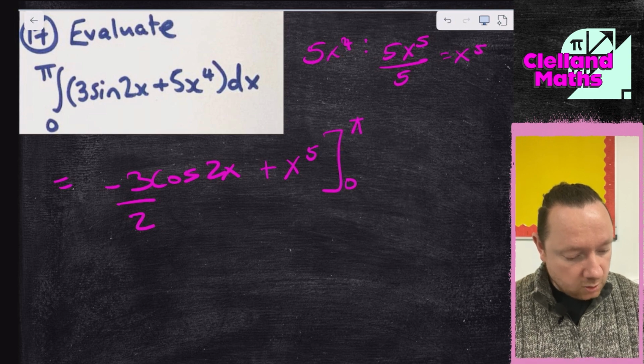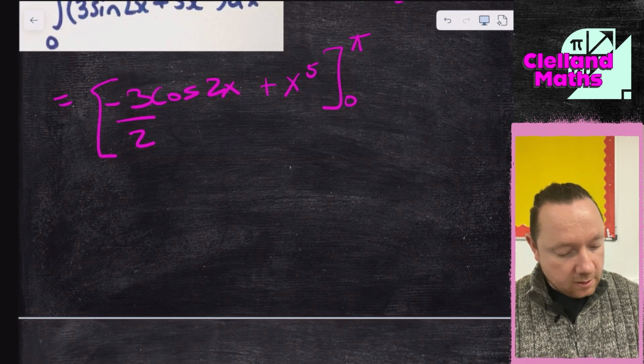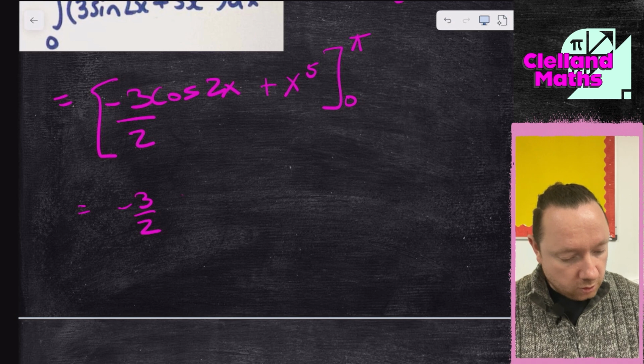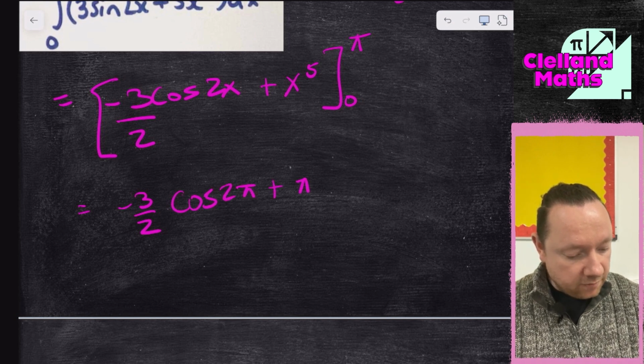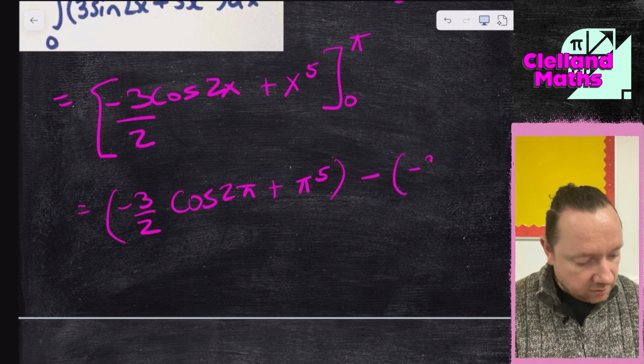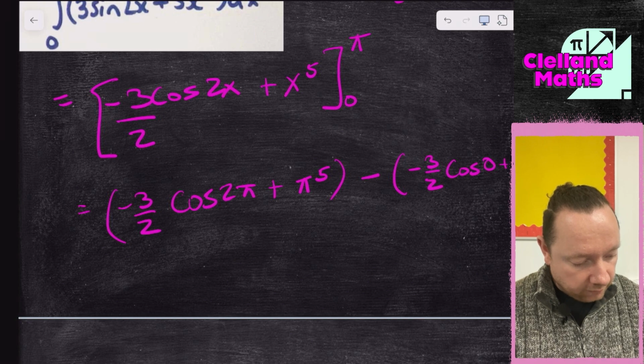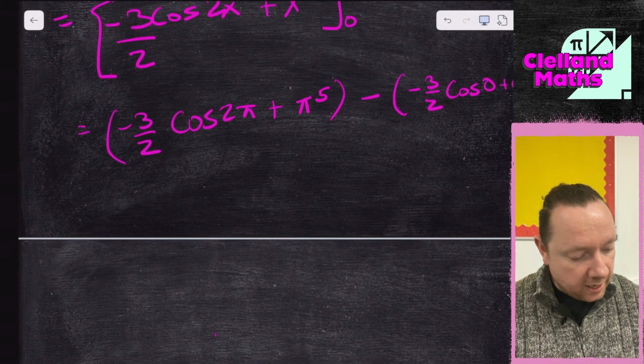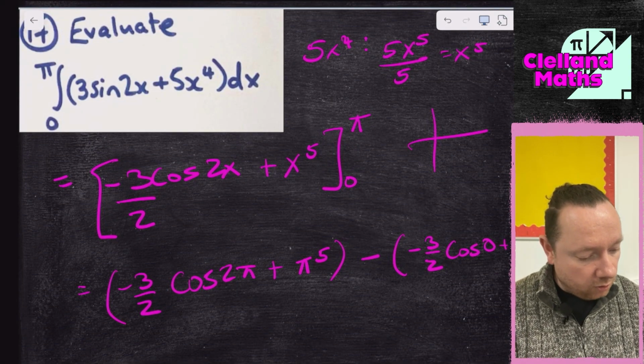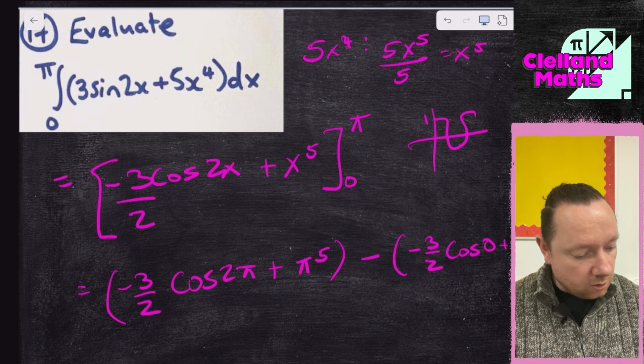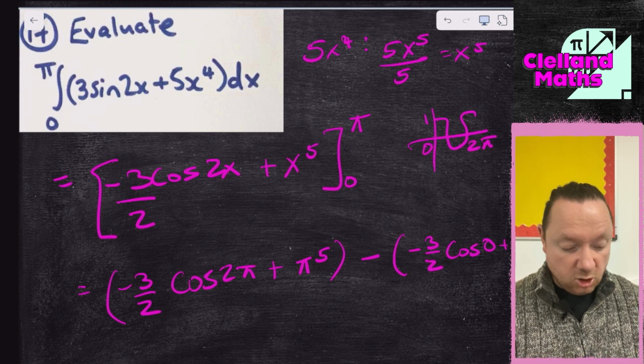Between 0 and pi, so I need to sub them in. So that's minus 3 over 2 cos 2 pi plus pi to the 5 for the first bit, minus minus 3 over 2 cos 0 plus 0 to the 5. And what's cos 2 pi and cos 0? Well, if you don't know, you can graph the cos. At 0 it's 1, and at 2 pi it's 1. So it's just 1.